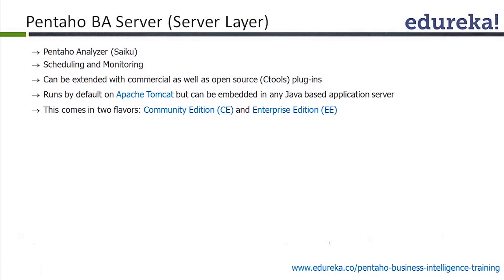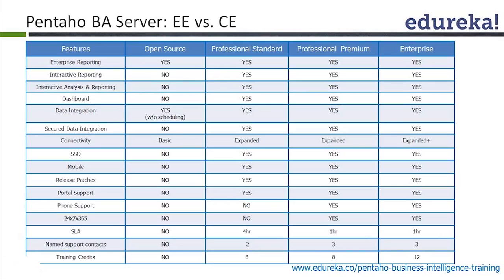By default, it is running on Tomcat. In fact, it is packaged along with their distribution, but you can configure it on JBoss or WebSphere as well, any Java application server. It comes in two flavors, CE and EE, and these are the differences: which features come with CE and which features do not come with CE. First one, enterprise reporting. The name itself says enterprise, so it is available only in Enterprise.